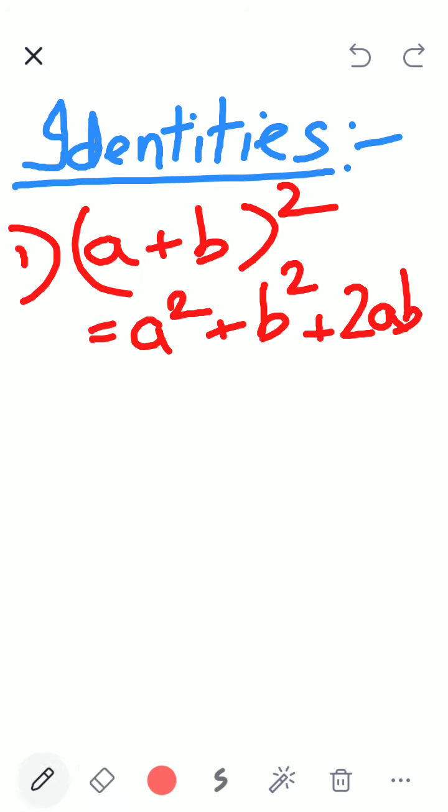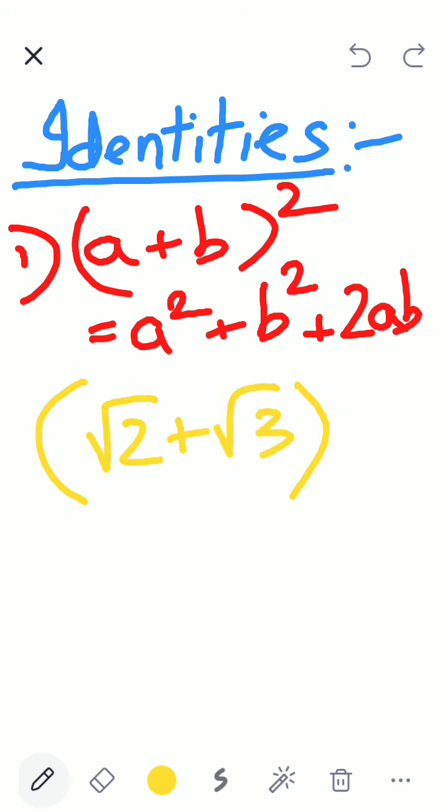Now tell me, when I have root 2 plus root 3, the whole square. Now tell me a shortcut, Pawan. Give me a shortcut. You can't. That is why. Excellent. So now I need this formula. What is A? And B?